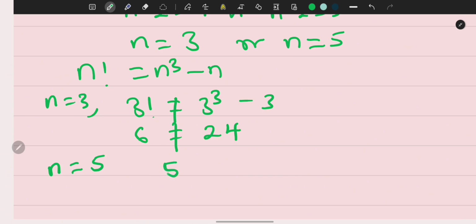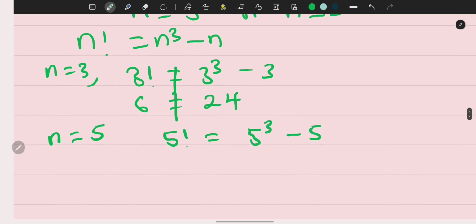When n is 5, you have 5 factorial equals 5 to the power of 3 minus 5. So 5 factorial, I'm sure you know that already, is 120. Then 5 to the power of 3 is 125, minus 5. You can see 125 minus 5 will also definitely give us what? 120. So which implies that the solution to the given problem here is n equals what? 5.